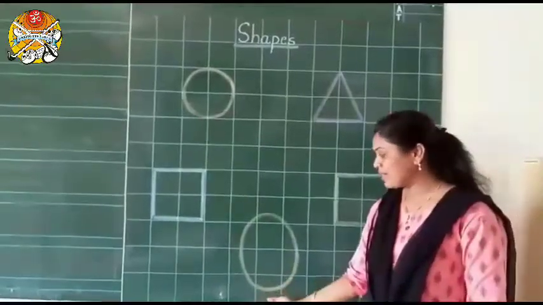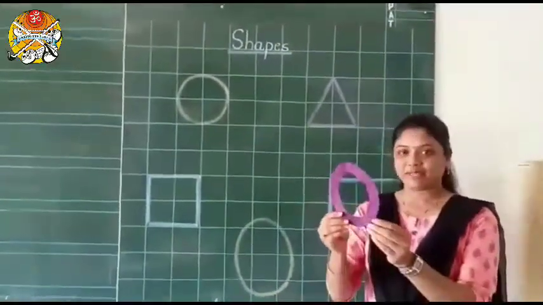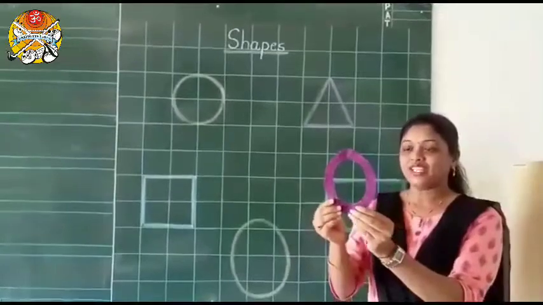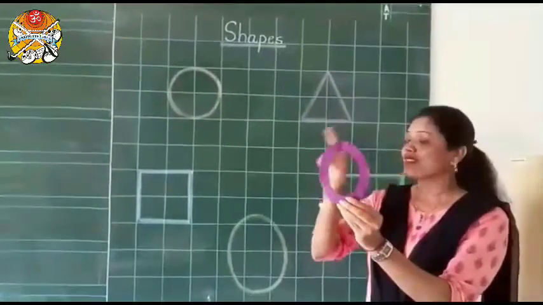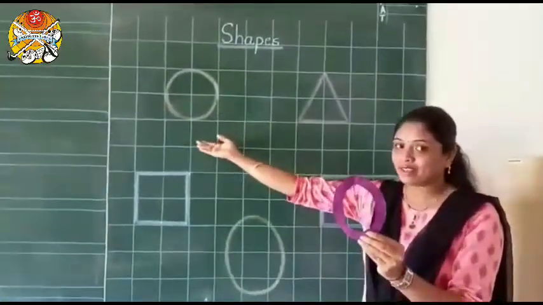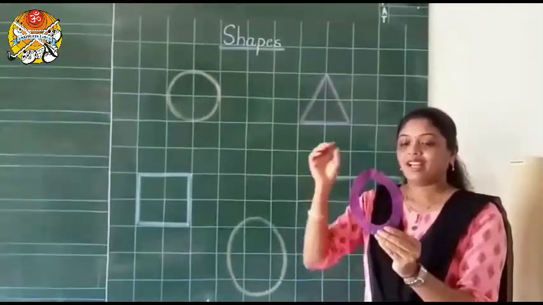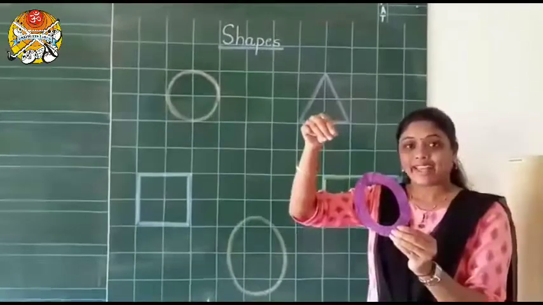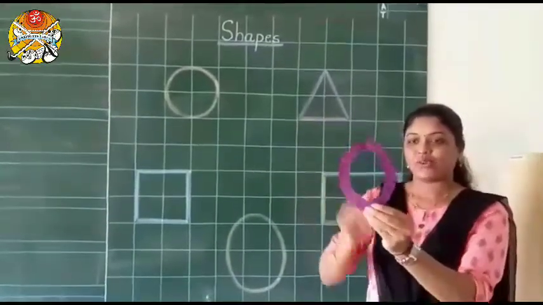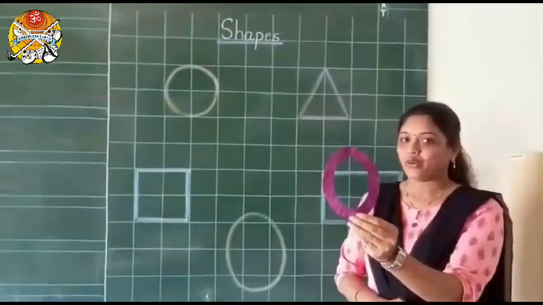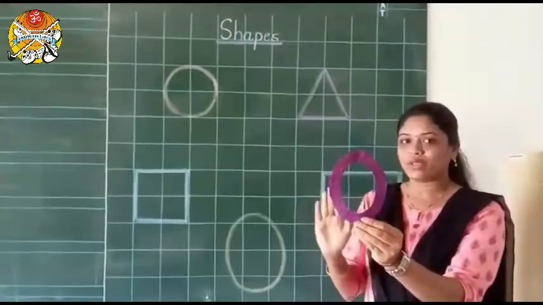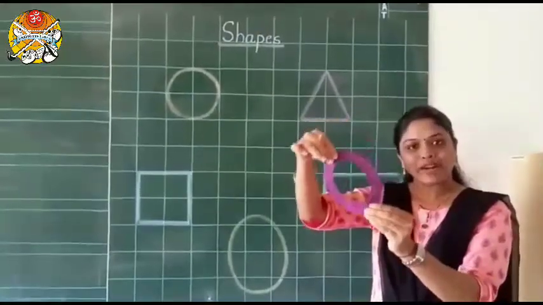The next shape is oval. Which shape is this? Oval. Children, oval looks like circle, right? It looks like circle, but it is not perfectly round like circle. Oval has one side extended. So this shape is called oval, and oval has no corners, no side. It is extended from one direction.